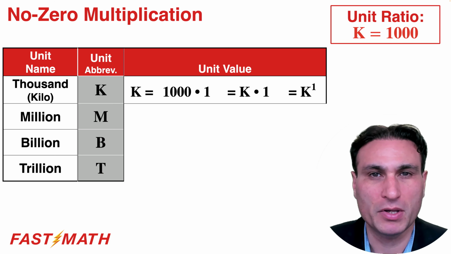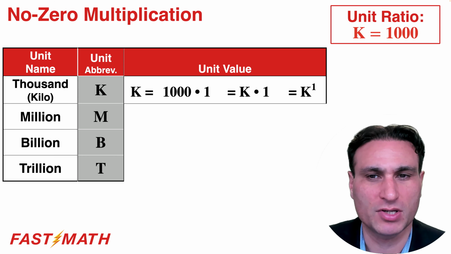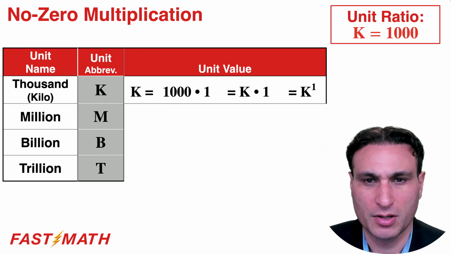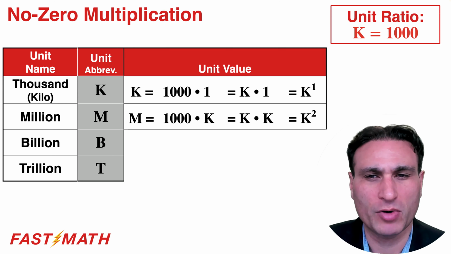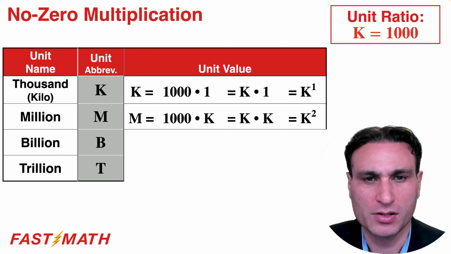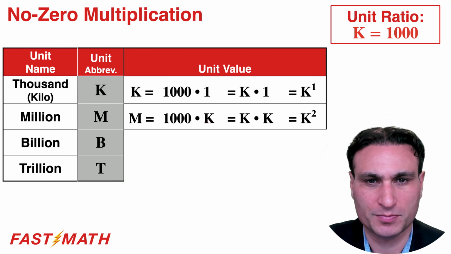How was million originally defined? Again, think about how million was defined without scientific notation. The original definition of 1 million was 1,000 thousands, or 1,000 times 1,000. I won't write this out in long form format, so million wasn't originally defined as 10 to the 6th. We can represent million as 1,000 times k.